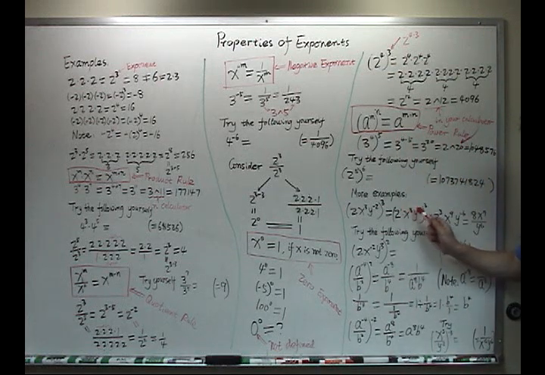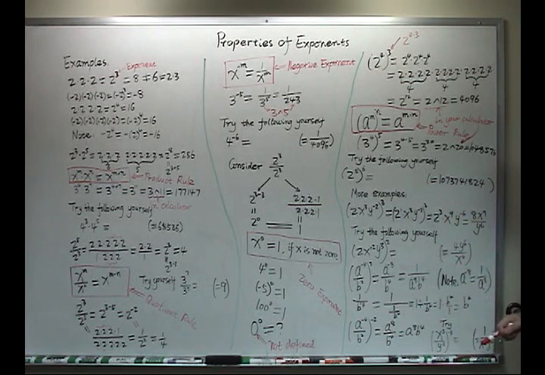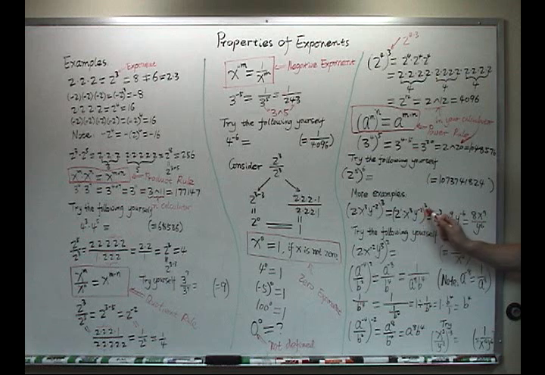1 times 3 gives you 3. 3 times 3 for the base x gives you exponent 9. For the base y, negative 2 times 3 gives you negative 6. So, 2 cubed is 8. X to the 9th, you copy it.